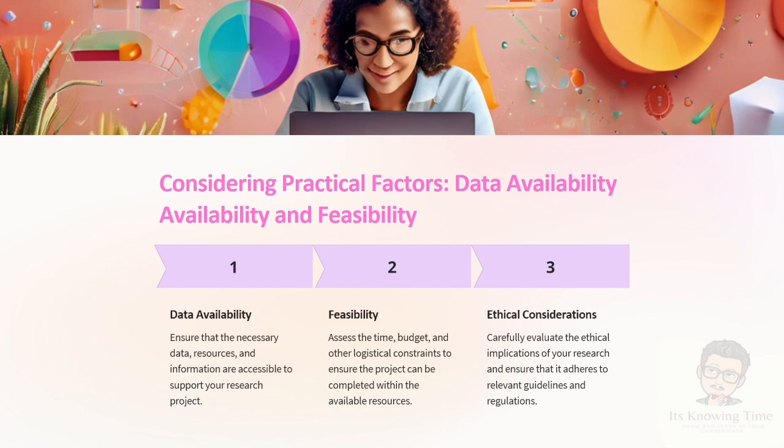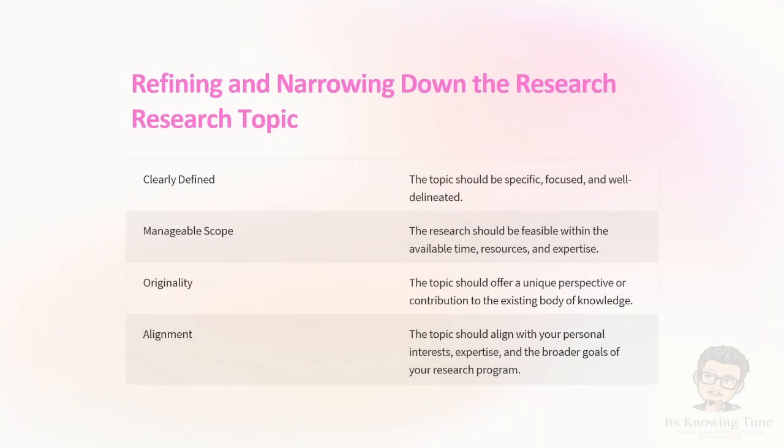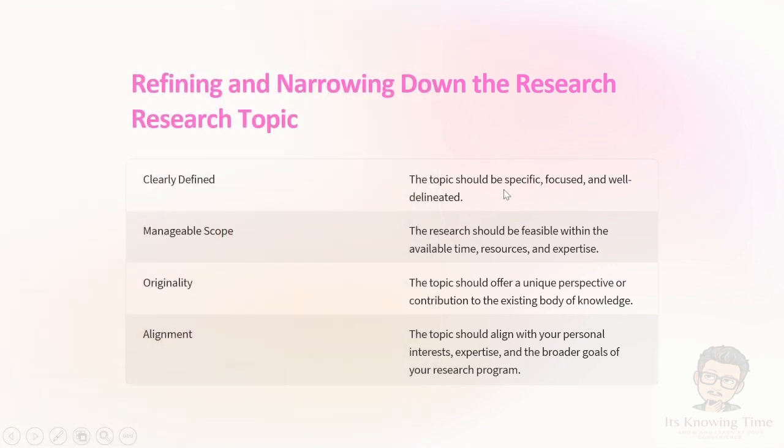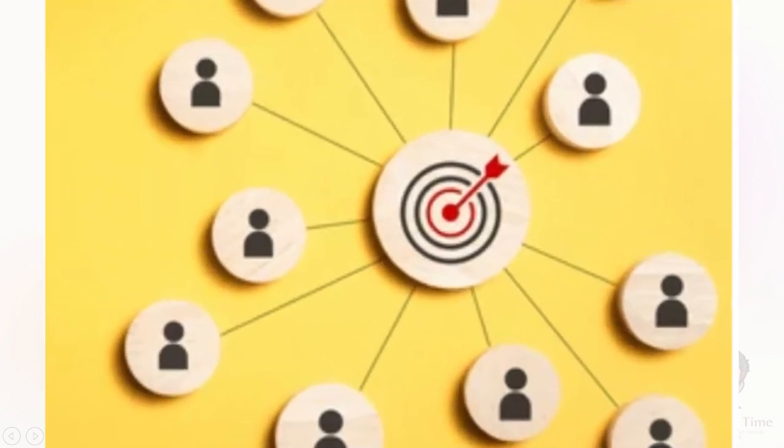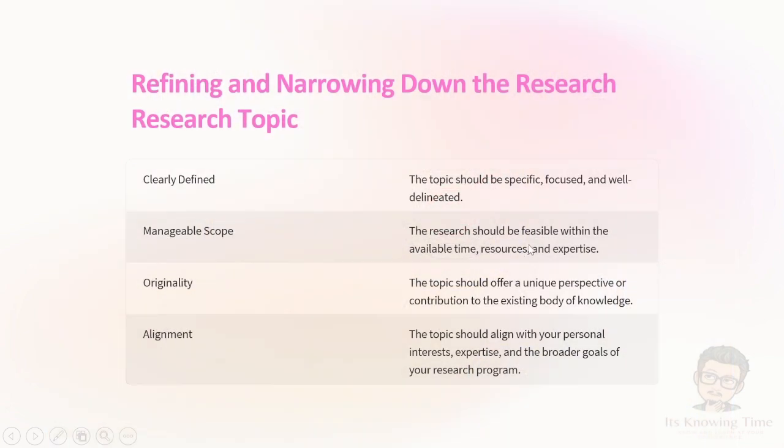So let's focus on refining your topic. Your topic should be as clear and focused as a laser beam. Do you know a laser light, right? It must be clear in that sense. It should be specific and well defined. A manageable scope means it's not too broad or too narrow. Aim for originality, offer a unique perspective or contribution. Does your topic align with your interests and expertise? If so, you are on the right track.